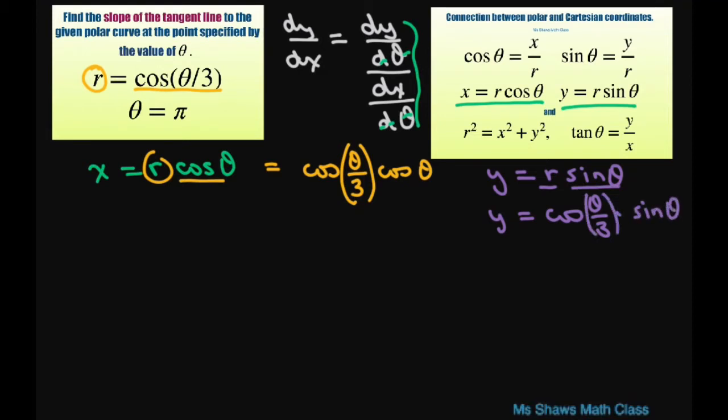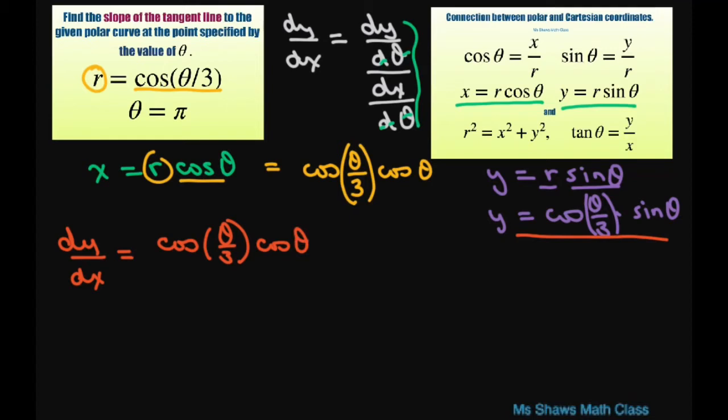All right. Now all we have to do is differentiate our y with respect to x. All right, we're going to use the product rule for this. So we copy down our first term times the derivative of our second term, which is cosine of theta. Then plus our second term times the derivative of our first term. Now that's going to be negative 1/3 sine of theta divided by 3.